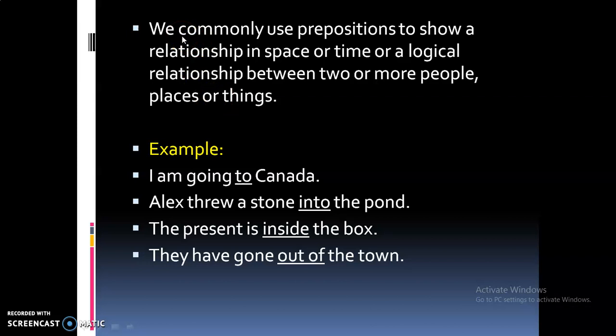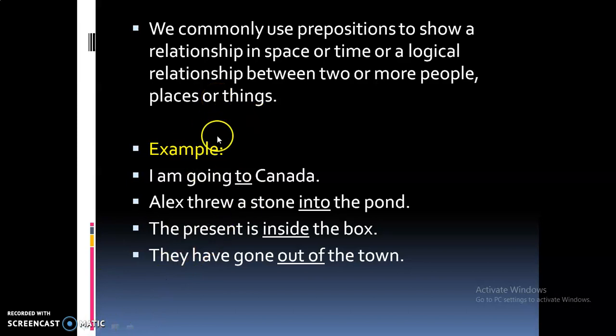We commonly use prepositions to show a relationship in space or time, or a logical relationship between two or more people, places, or things. I have tried to rephrase the same definition here. Okay, this is the same definition.